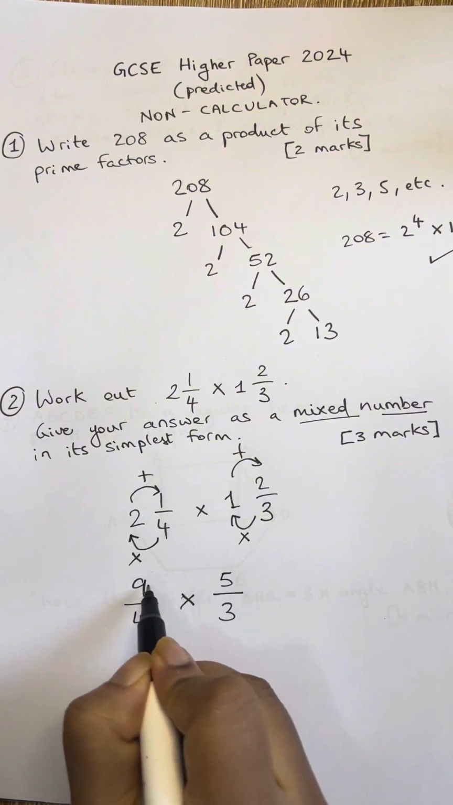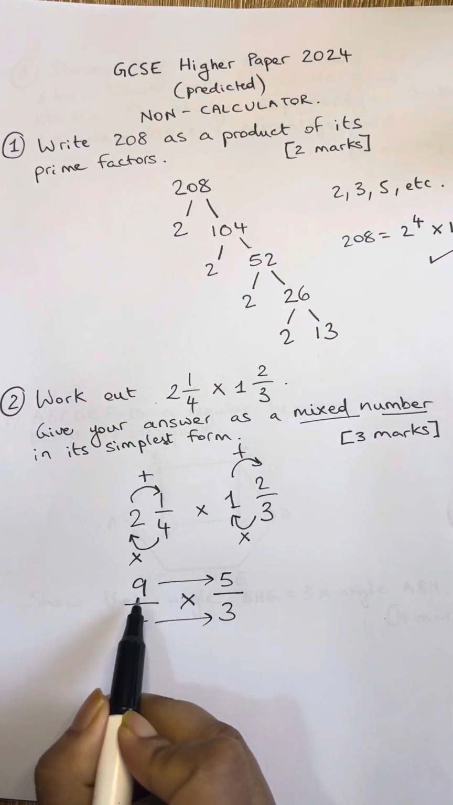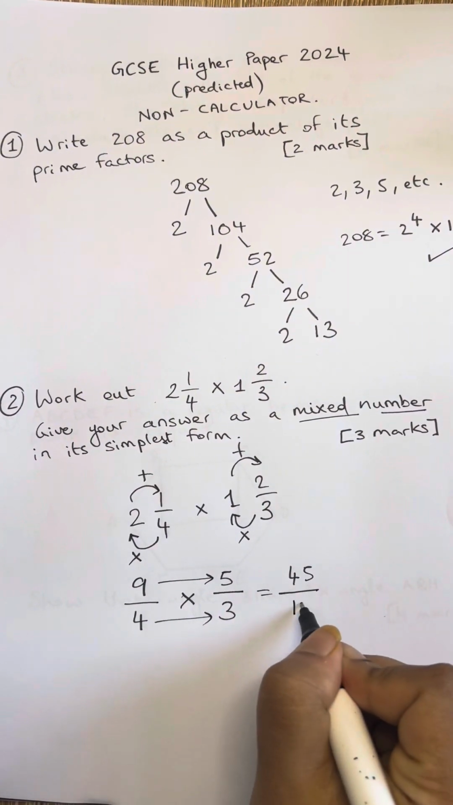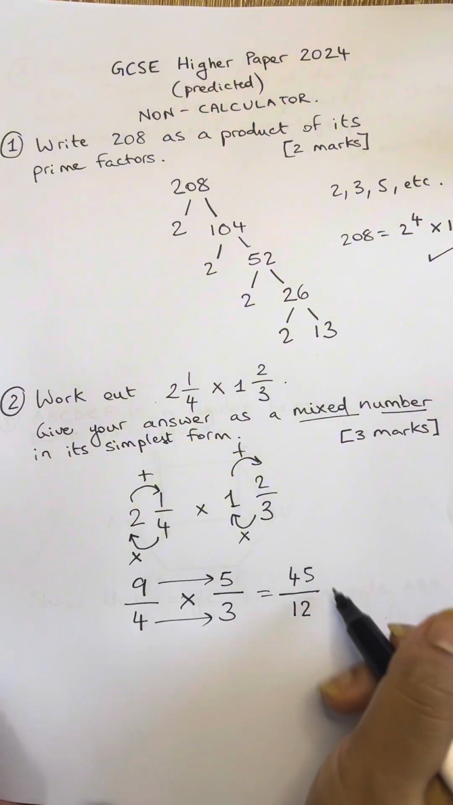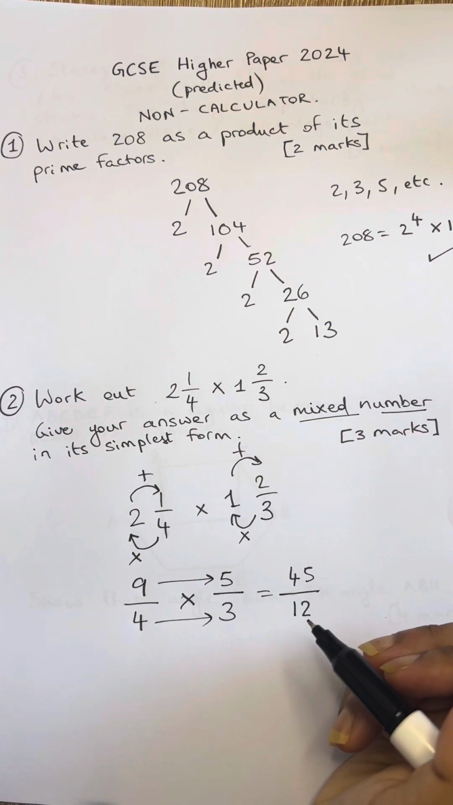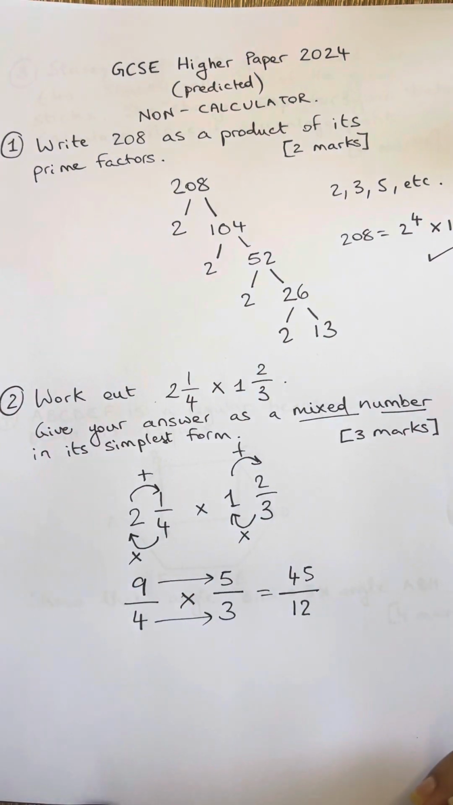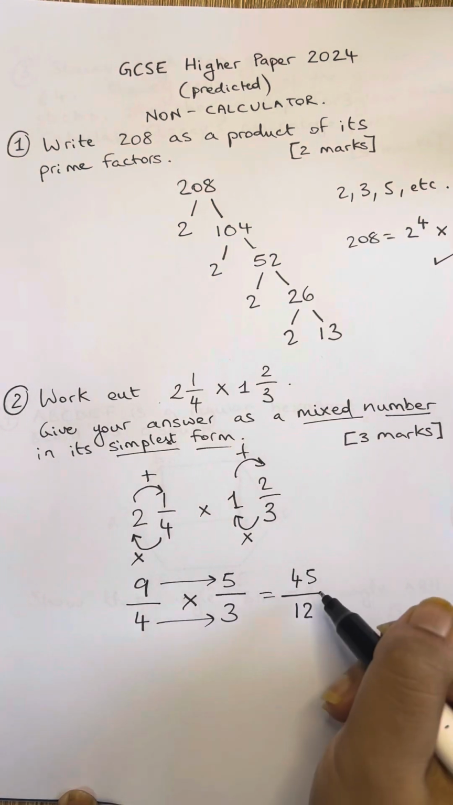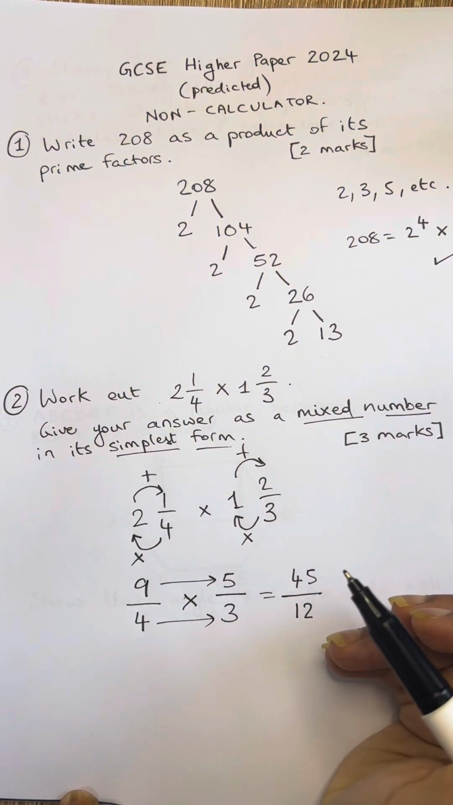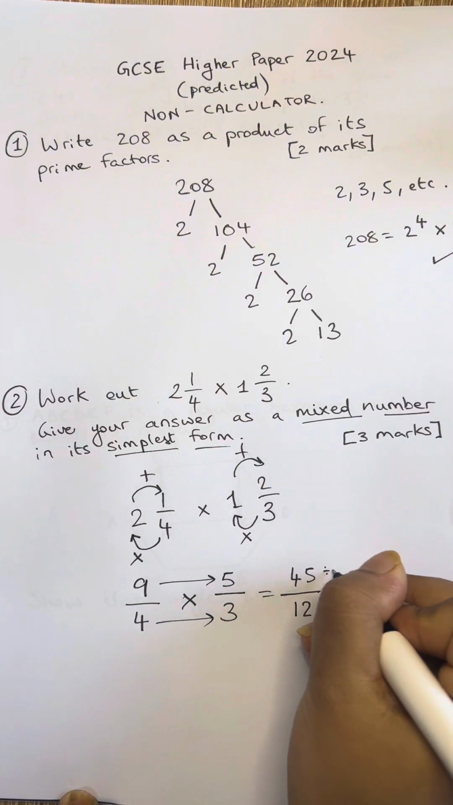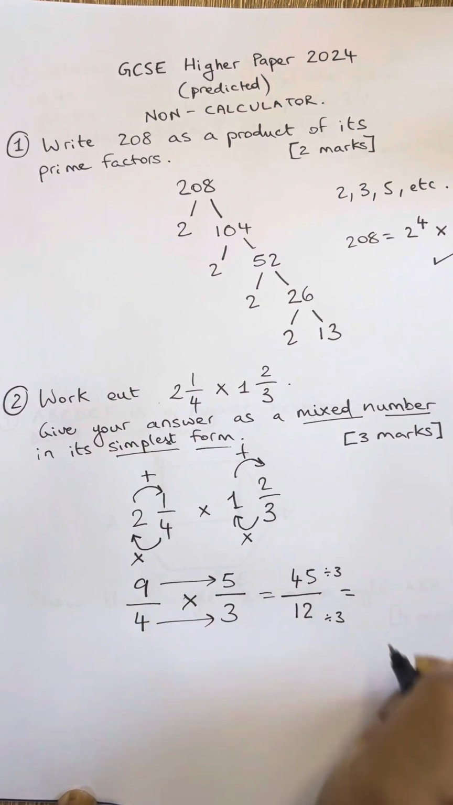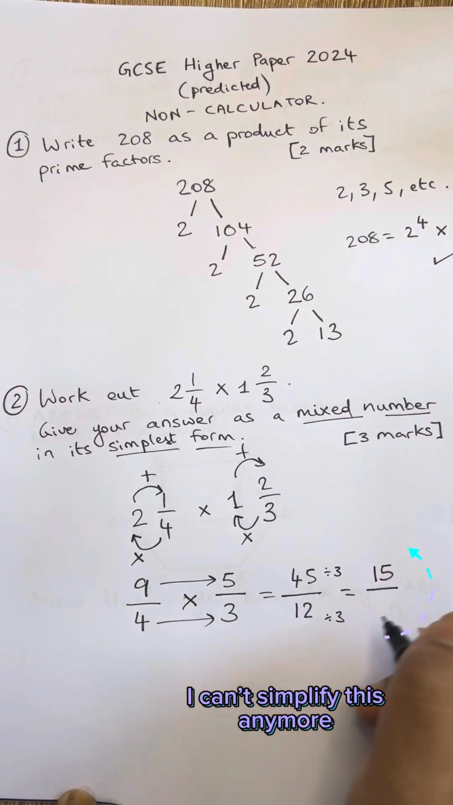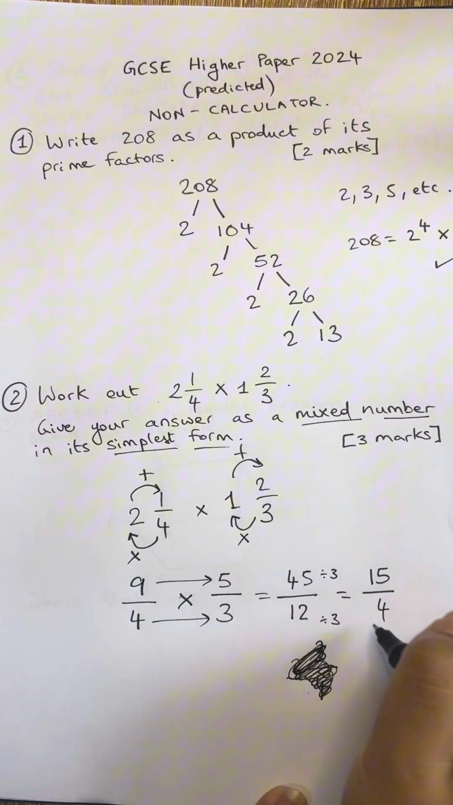Okay. Now I just need to multiply them horizontally. So 9 times 5 is 45, and then 4 times 3 is 12. I need to rewrite this as a mixed number in its simplest form. Because it's asking me for the simplest form, I need to first simplify this. So 45 over 12, I can divide them both by 3. If I divide both by 3, that's going to give me 15 over 4. Okay, so this is in its simplest form.